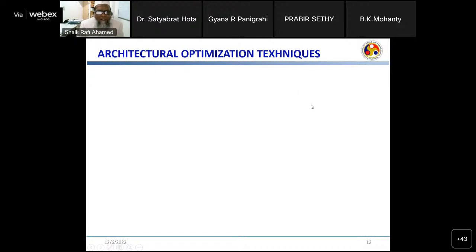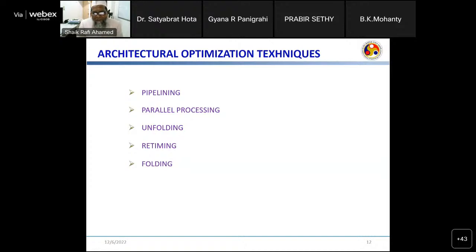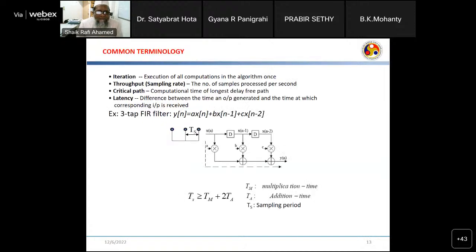So in this presentation, I will concentrate on architectural optimization techniques. There are different architectural optimization techniques: pipelining, parallel processing, unfolding, retiming, folding. These are the various architecture optimization techniques which use multipliers. After this, I'll discuss some architectures where the multiplier is replaced with shift and add operations or some other blocks. That is called multiplier-less architectures. So first I will discuss pipelining.